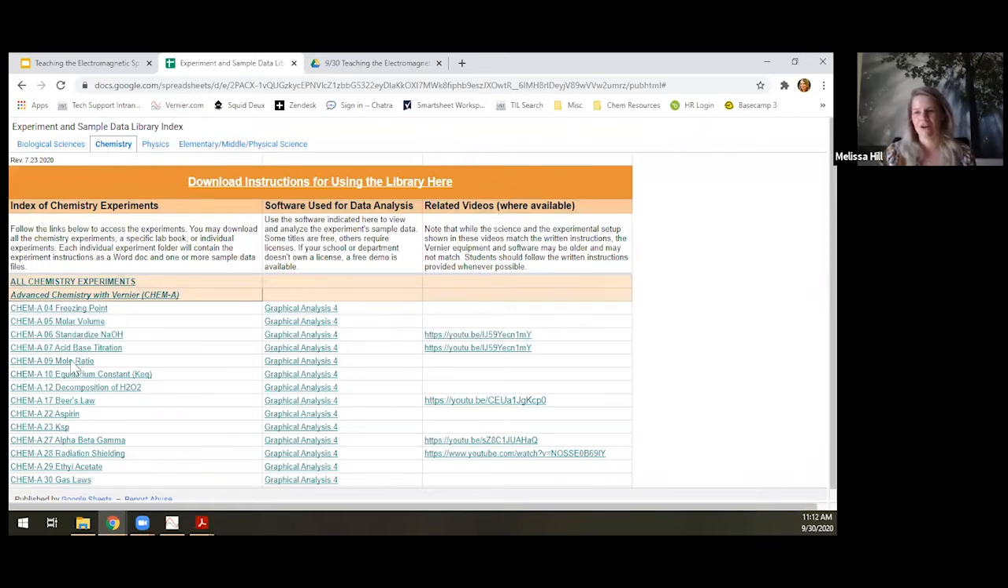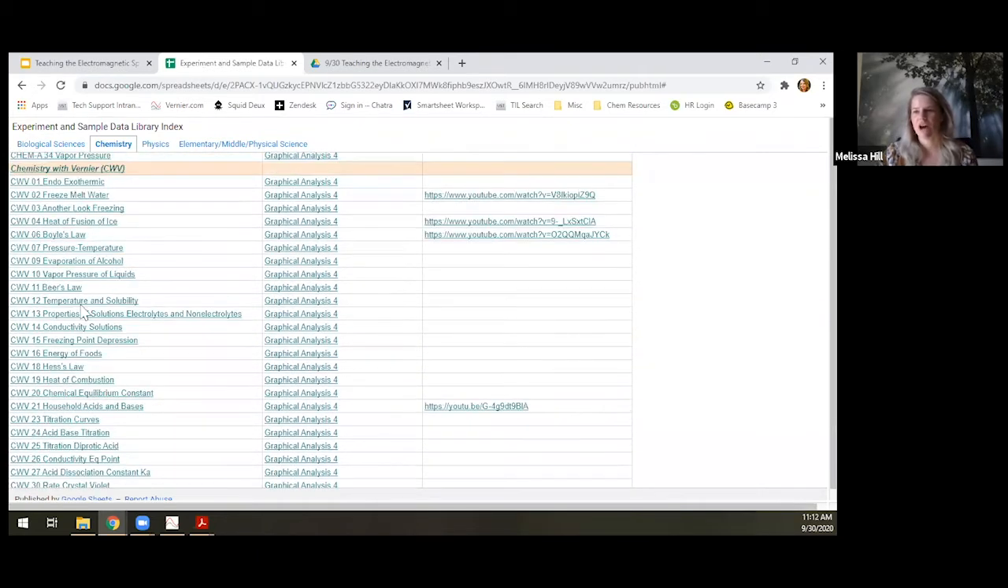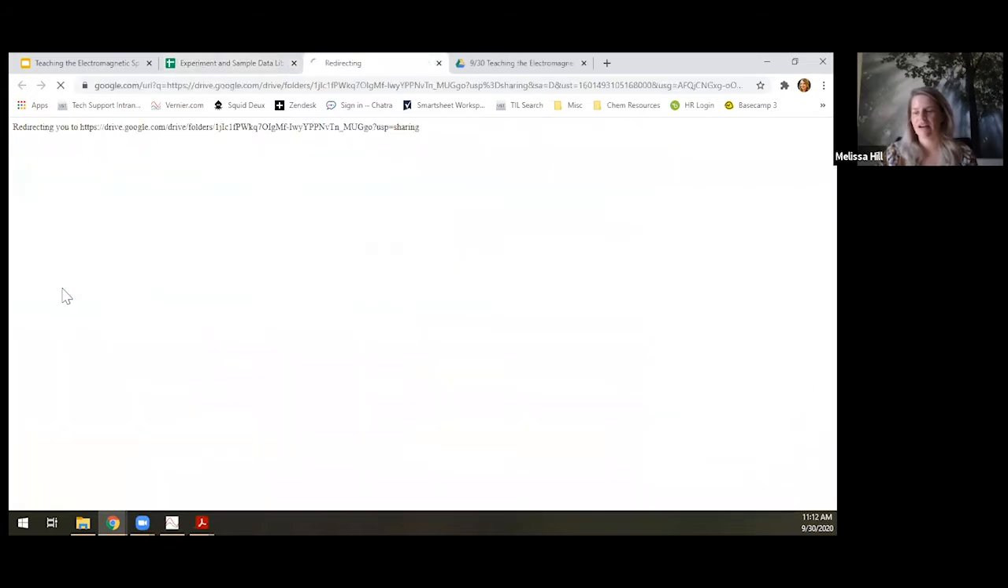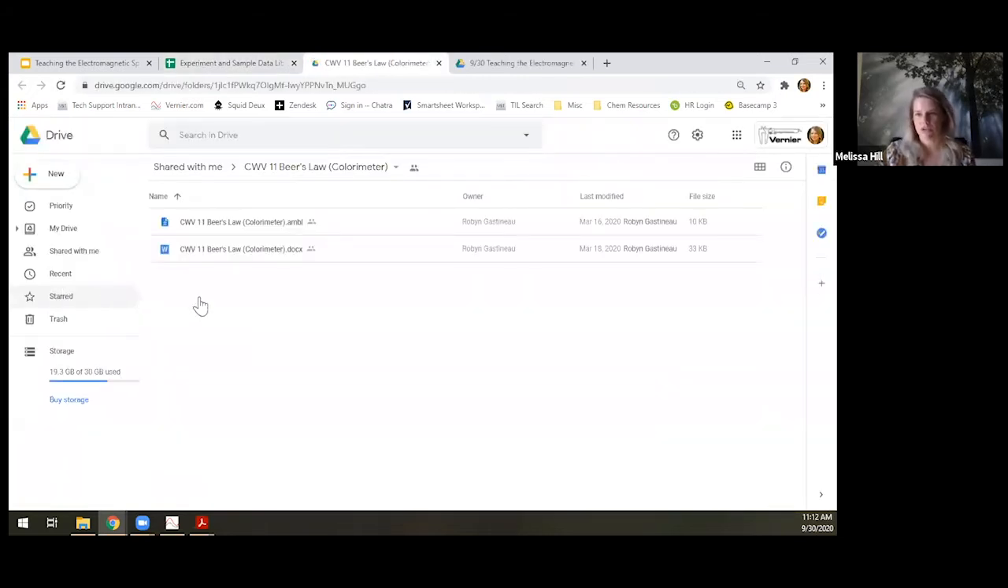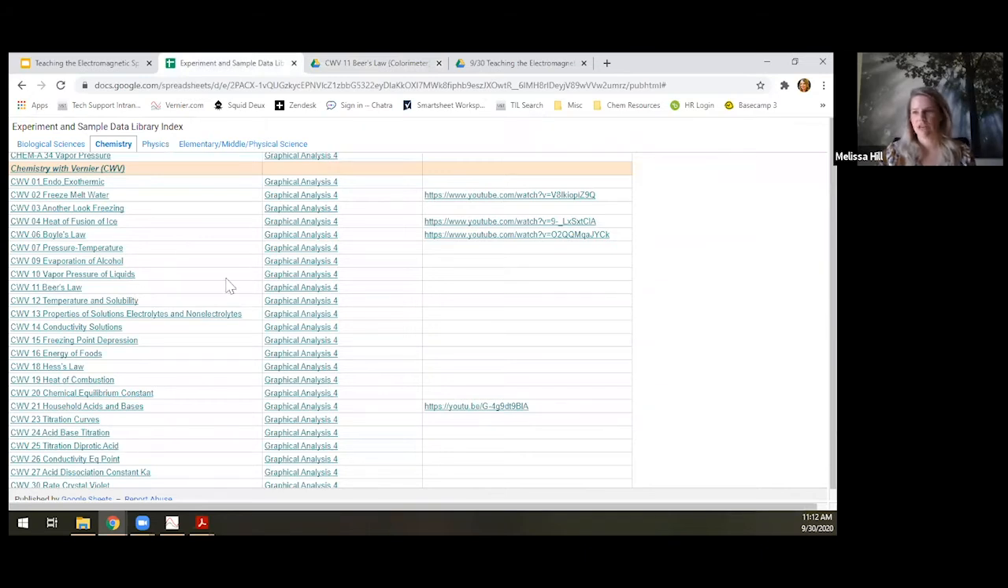What you have here on the far left column is the actual data set. We're going to talk a lot about Beer's Law today. If I click on Beer's Law, it opens a shared Google folder that has the AMBL file in the case of this experiment, which is the Graphical Analysis file. It also has a Word doc with the student instructions for that particular experiment. To know which software it uses, that link in the middle column takes you to the page to download the app.